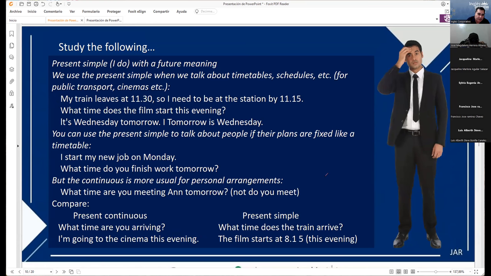Maybe you remember that yesterday we were talking about continuous for future, right? What time are you meeting Anne tomorrow? No, what time do you meet Anne? Okay, it's an arrangement. It's personal. Okay, let me see. Schedules, timetables are prepared by companies. Companies make timetables, right? Okay. I'm going to say it in Spanish.